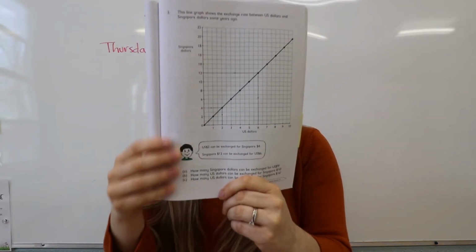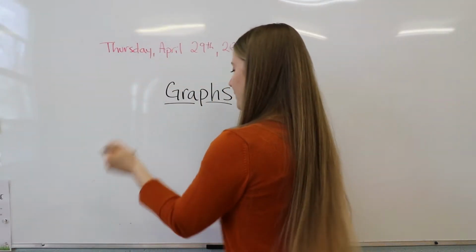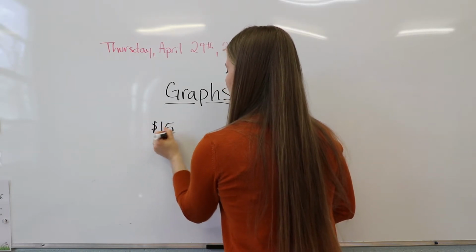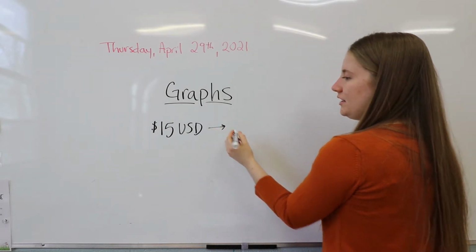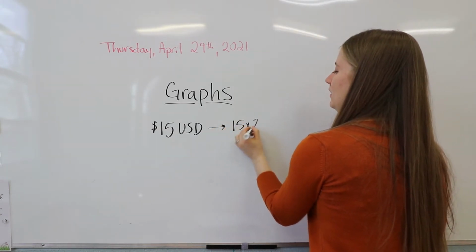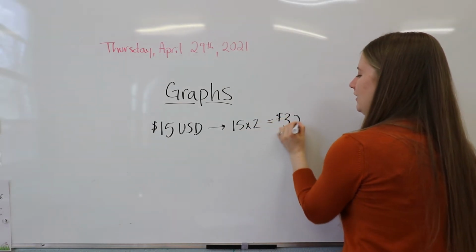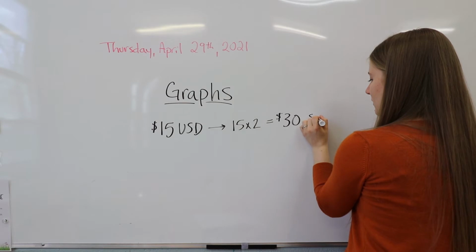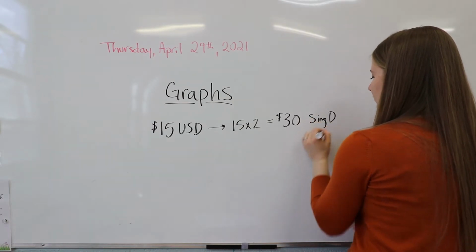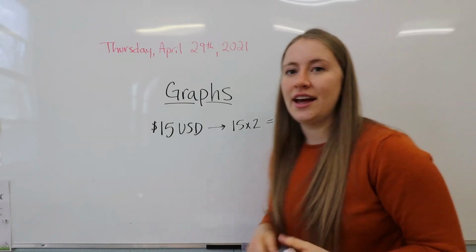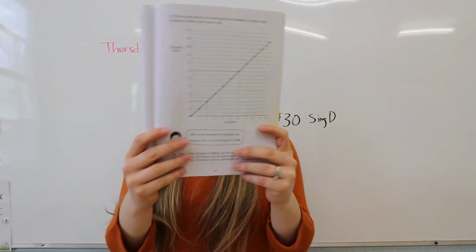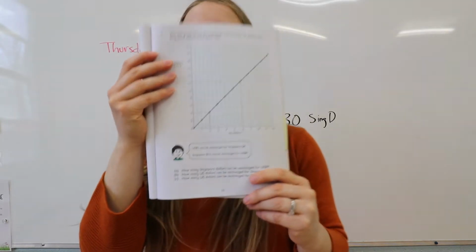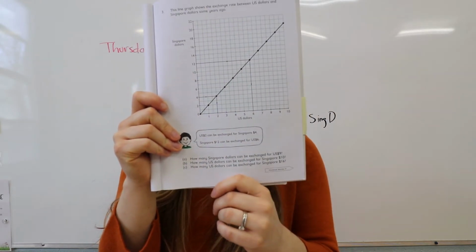Okay, so that means, for example, if we had 15 US dollars and we wanted to exchange it into Singapore dollars, we would get 30 Singapore dollars. Okay, so that's how the rate works. We remember how rate works from our last unit, but you can also see it written visually using a graph, okay, as we see here.